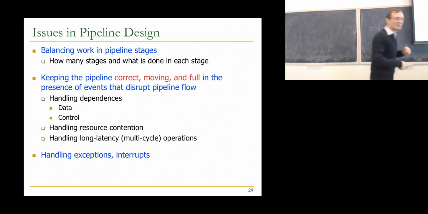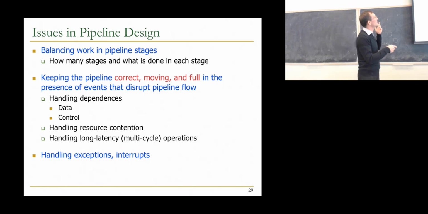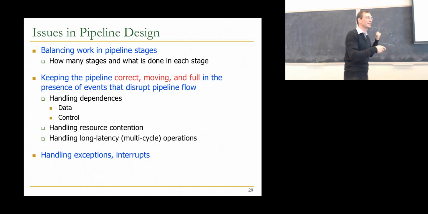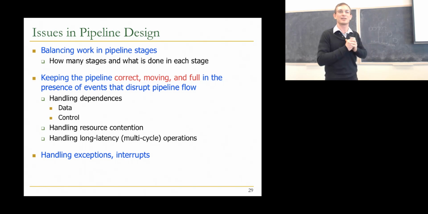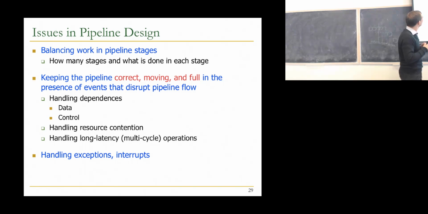Okay. But these are actually fundamental issues in pipeline design, basically what I have described. The first is balancing work in pipeline stages. How many stages do you have, and what is done in each stage? I'm not going to talk about this further. This is more of a design problem. But you'll do this, actually, partially in your pipelining assignment, and hopefully in the extra credit even more.